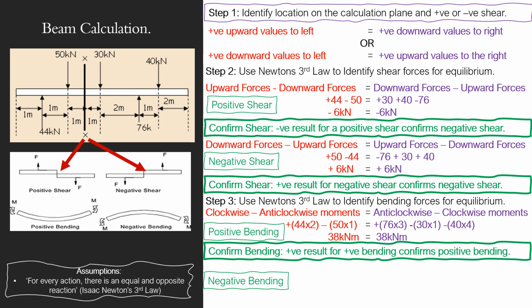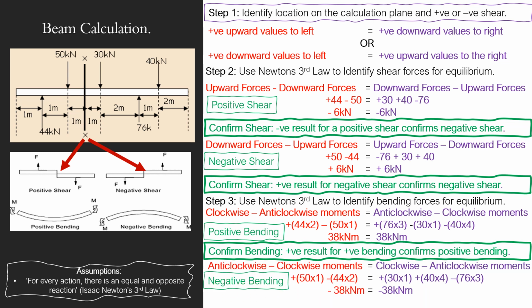I'll do my negative bending one, and I'll say, do you know what? I'm going to use that picture instead. So anything pushing down to the left and anything pushing down to the right, they're positive values, okay? And anything pushing up to the left and up to the right are negative values. And if I apply those, I'll end up with a negative 38 kilonewton meter, which is the same value. Notice how they're the same.